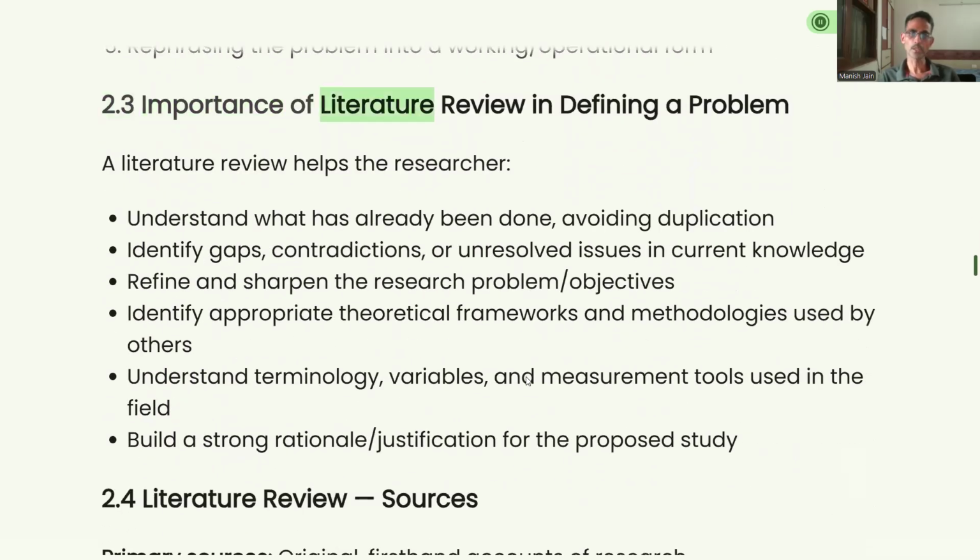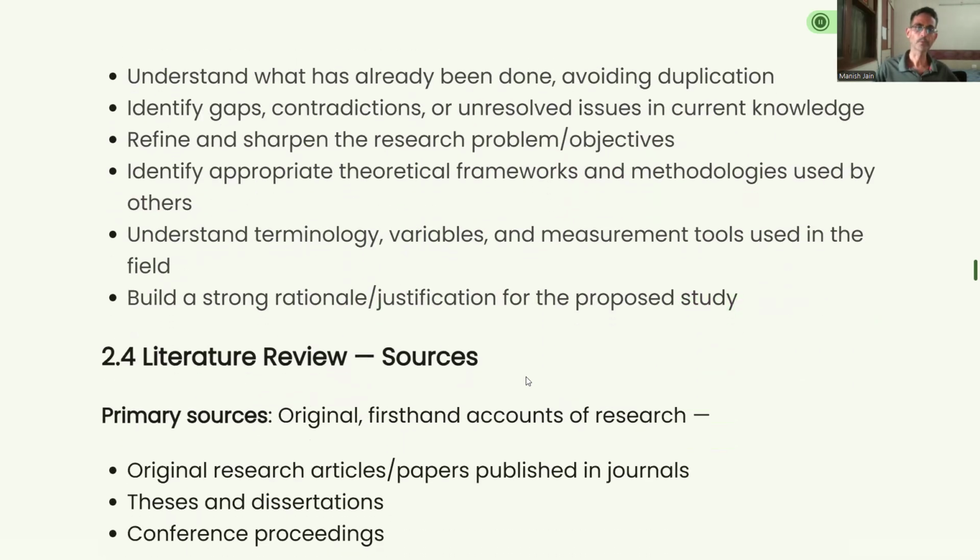2.3 Importance of literature review in defining a problem. A literature review helps the researcher understand what has already been done, avoiding duplication. Identify gaps, contradictions, or unresolved issues in current knowledge. Refine and sharpen the research problem objectives. Identify appropriate theoretical frameworks and methodologies used by others. Understand terminology, variables, and measurement tools used in the field. Build a strong rationale and justification for the proposed study.